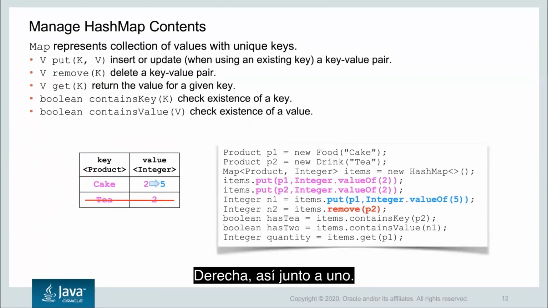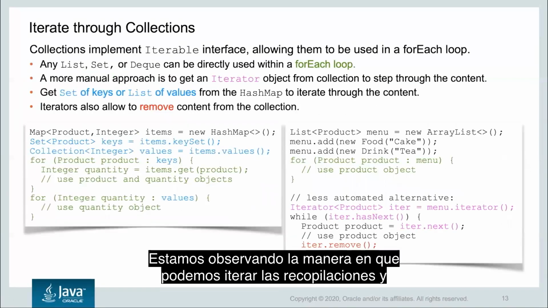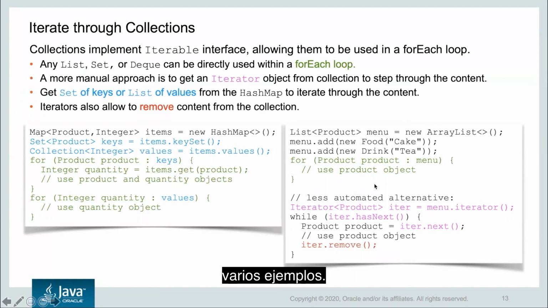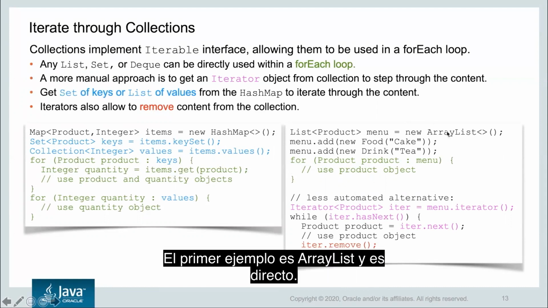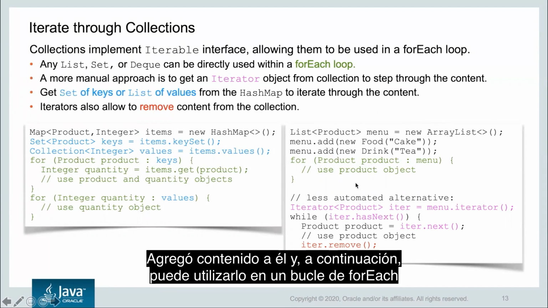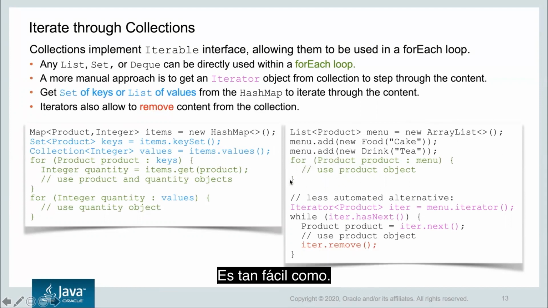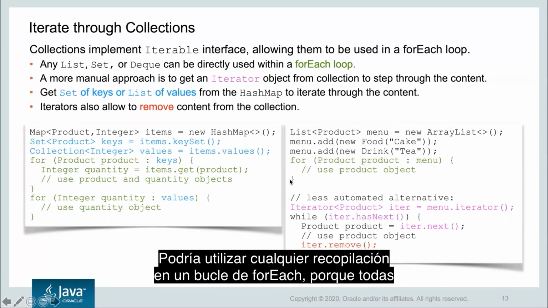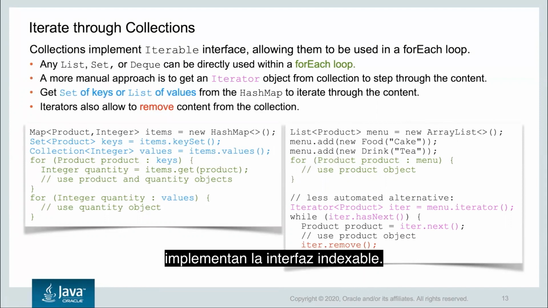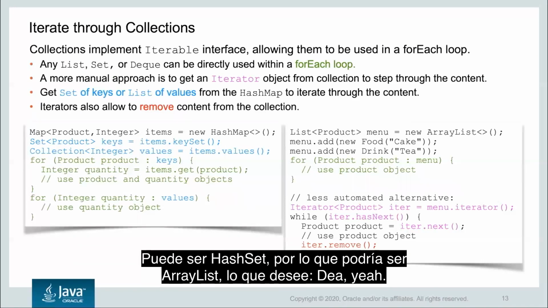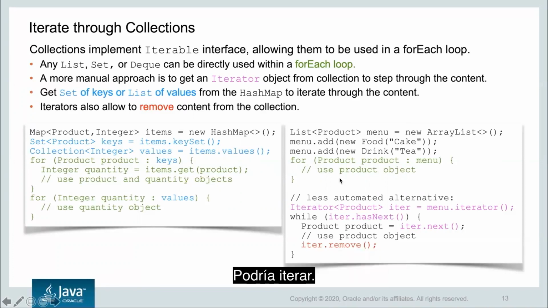Next, we're looking at the way in which we can iterate through collections. Several examples. The first example is ArrayList, and it's pretty straightforward. You add some content to it, and then you can just use it in the for each loop. It's as simple as that. You could use any collection in the for each loop because they all implement the Iterable interface. So if you use HashSet, ArrayList, whatever you want, you could just iterate.